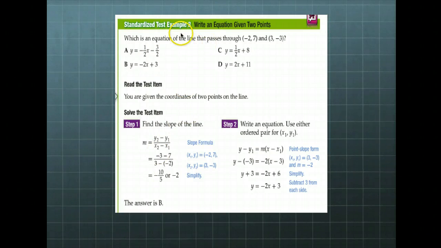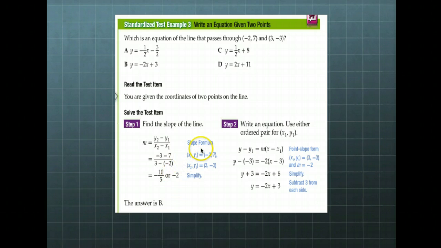Now here's a standardized test example. They want to know which is an equation of the line that passes through these 2 points, (-2, 7) and (3, -3). So we're given 2 coordinates. So I instantly think, oh, I can find the slope of a line when I have those 2 coordinates, and that's the first thing we do. So we find that the slope of this line is -2.